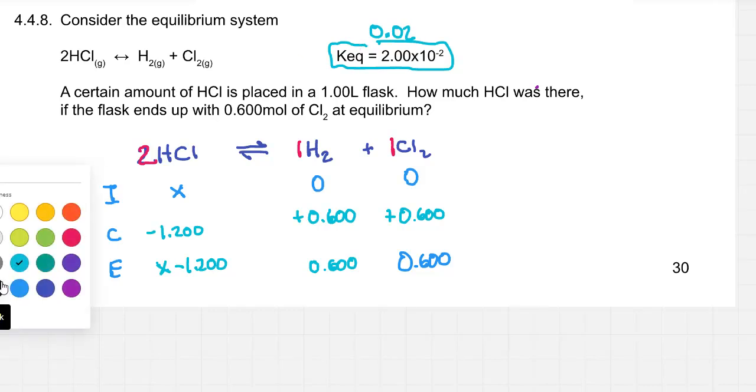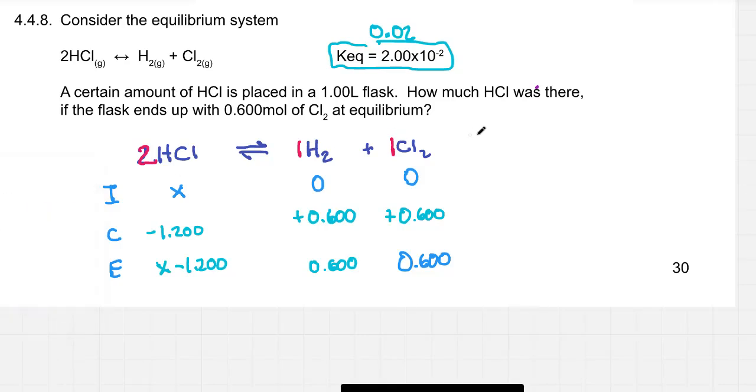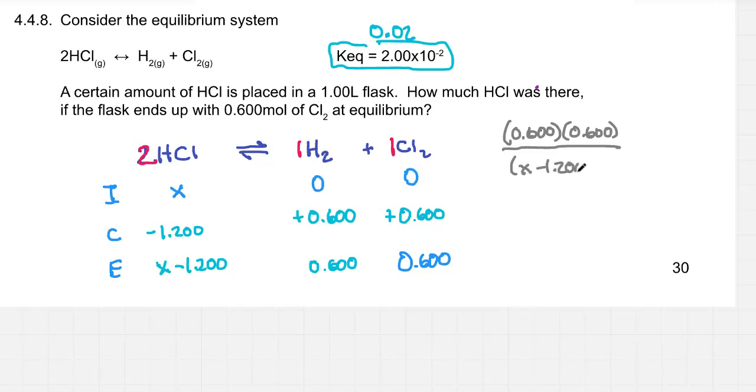What do we get if we write an equilibrium law for this? Our products are hydrogen and chlorine. Our reactant is hydrogen chloride, x minus 1.2, and coefficient of 2, so we have to square that. And that all has to come out to 0.02, our equilibrium constant. If we want to rewrite this, because we have 0.6 twice, I'm going to mash those together and just say 0.6 squared.